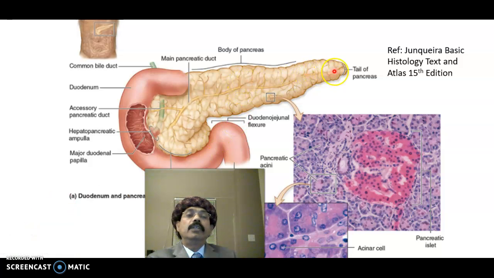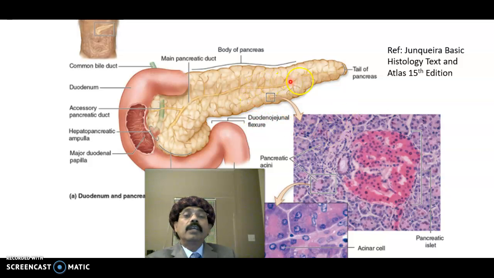So this is the tail of the pancreas, and we have the exocrine part. These are the acinar cells. We also have the endocrine part. These are the islets of Langerhans. So the pancreas is an exocrine gland and also an endocrine gland, because this part, the islets of Langerhans, is endocrine. The rest is exocrine.